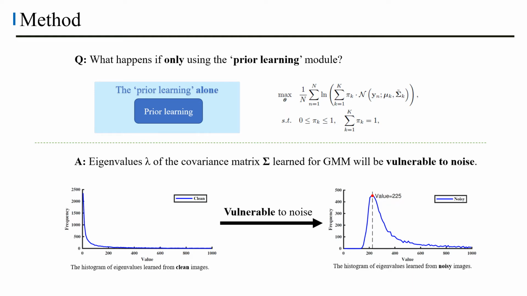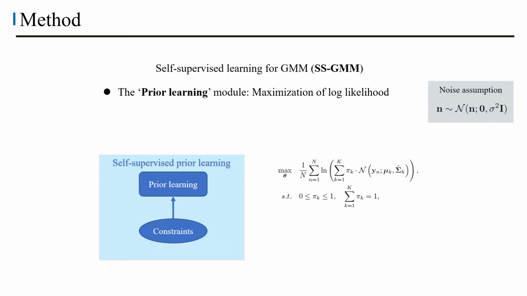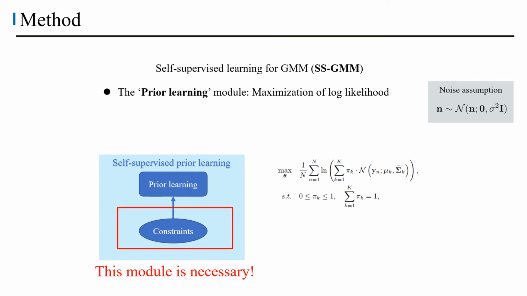To illustrate this, the histograms of eigenvalues learned from clean images and noisy images are both provided here. The figure on the left hand is for clean images, and the figure on the right hand is for noisy images. The difference of these two histograms clearly indicates that eigenvalues of the covariance matrix learned by the prior learning module alone are vulnerable to noise. Therefore, to suppress the influence of noise, the constraints module is necessary.